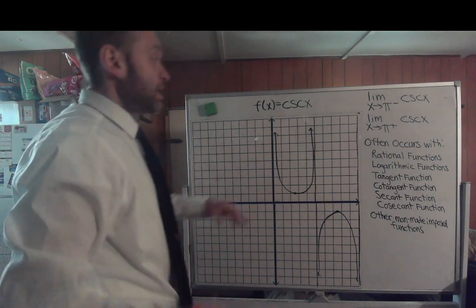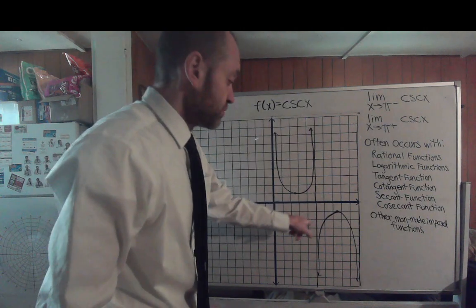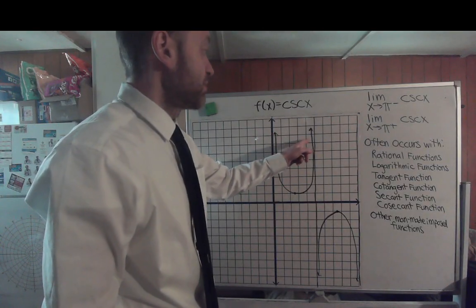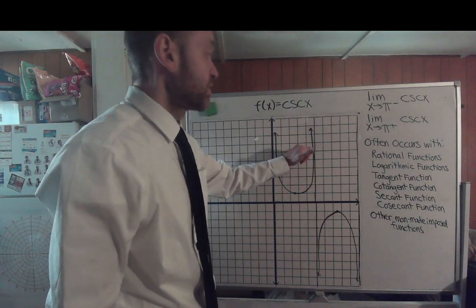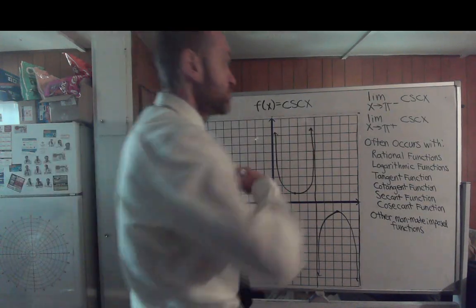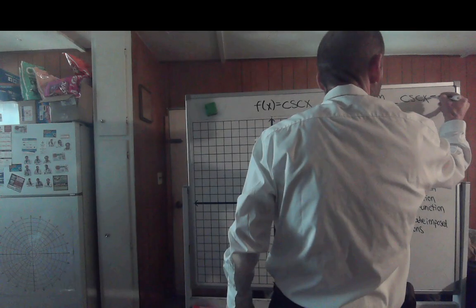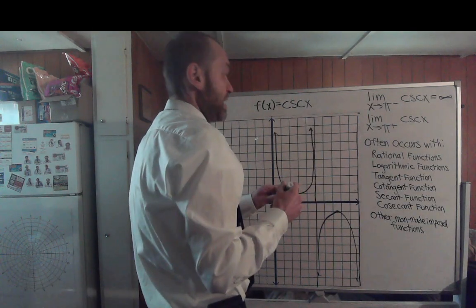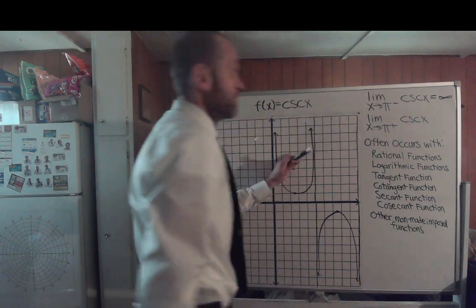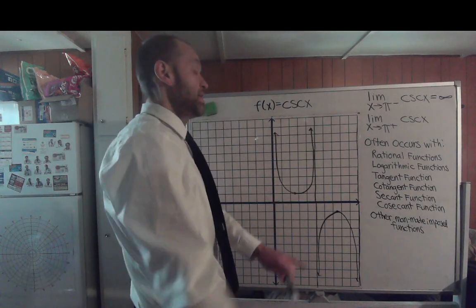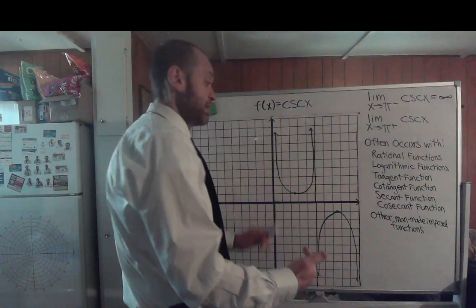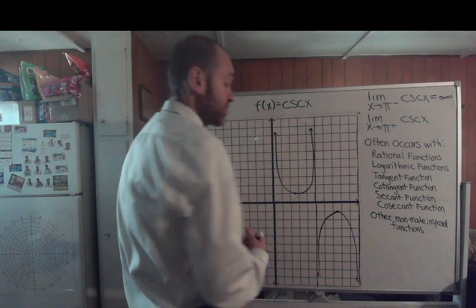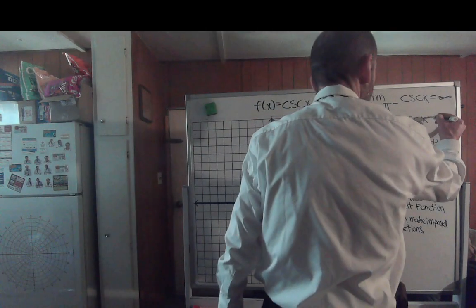Well, here's the line x equals pi. That's an asymptote. If I approach x equals pi from the left, I get infinitely closer and closer to pi from the left. I'm going towards positive infinity. So the left-handed limit as x approaches pi of the cosecant of x is positive infinity. Now this time let's take the right-handed limit. If I approach x equals pi from the right, I get infinitely closer and closer. I'm going towards negative infinity.